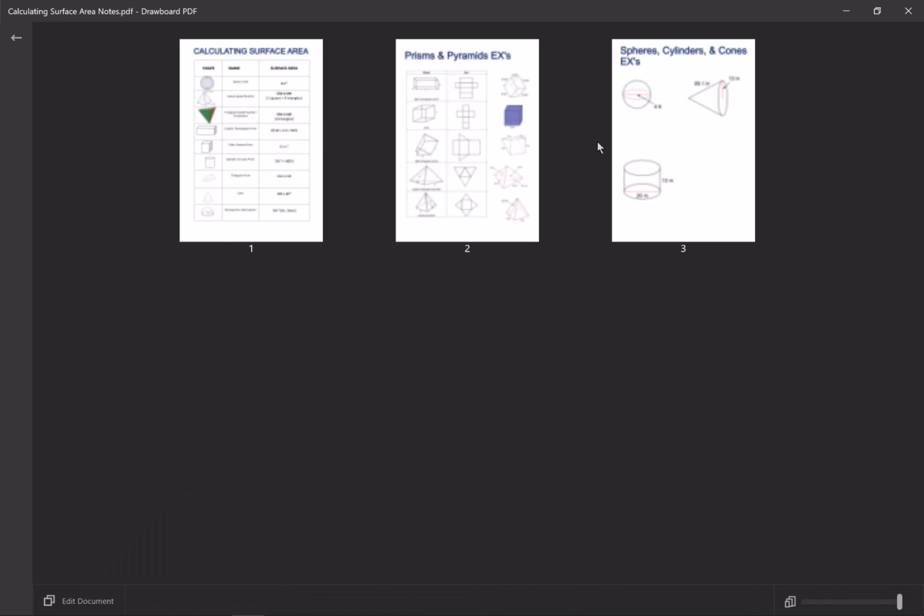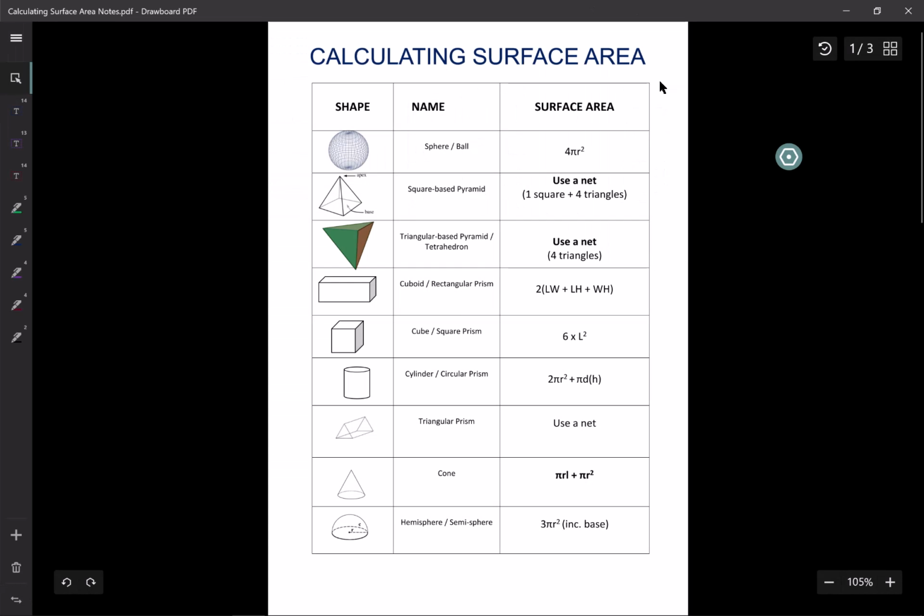So in these notes, you'll see 3 pages. The first one gives you the different shapes, how to calculate the surface area, and their formulas. The second page, I'll go through prisms and pyramids, and then the third page, I'll go through spheres, cylinders, and cones. Okay, so let's focus on just calculating surface area in general.